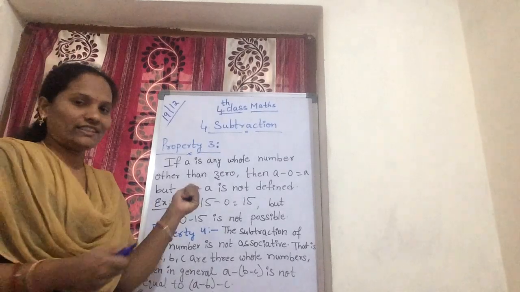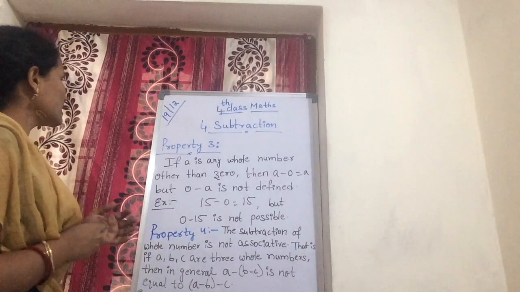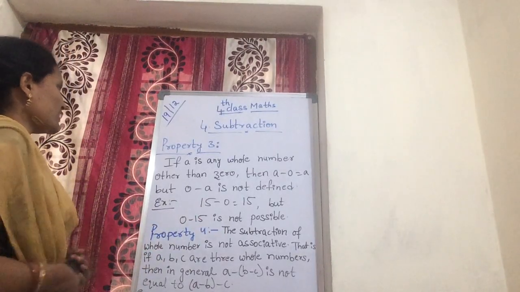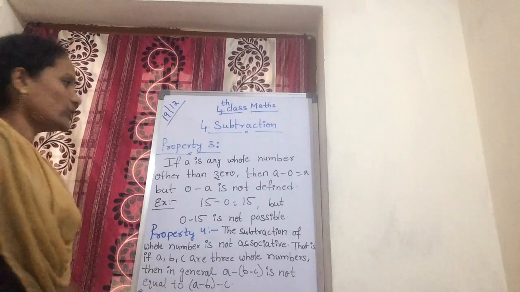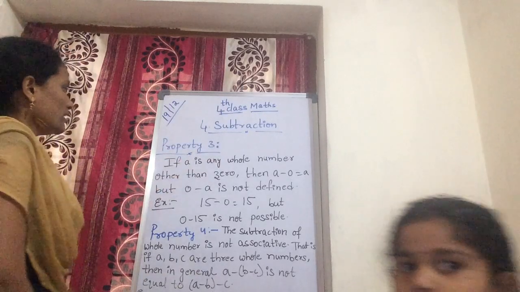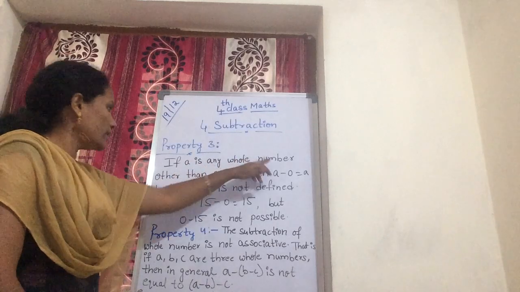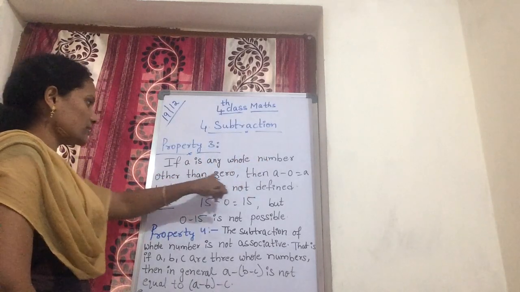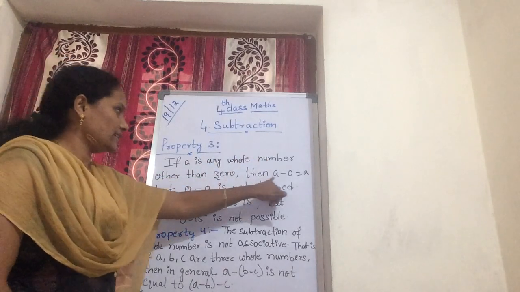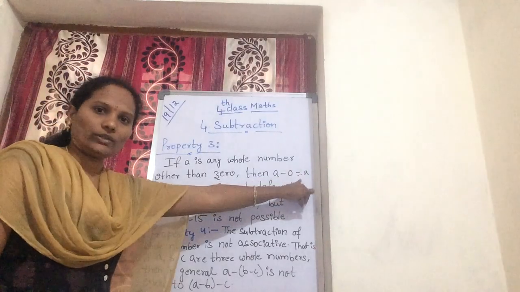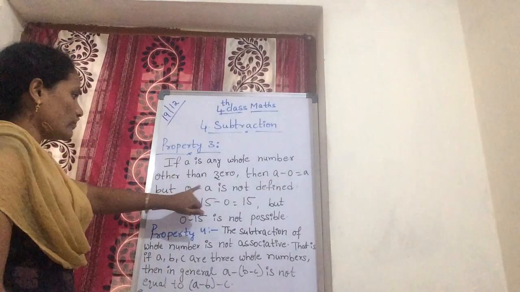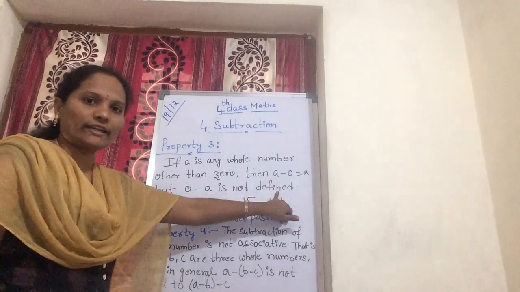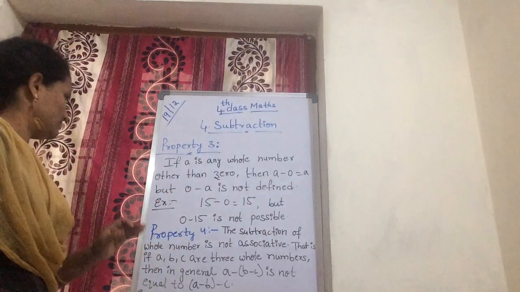Now, subtraction. In your last class, we covered two properties. Let's see the remaining properties. Now, property 3. If a is any whole number other than 0, then a minus 0 is equal to a. But 0 minus a is not defined. What is it? Let's see.